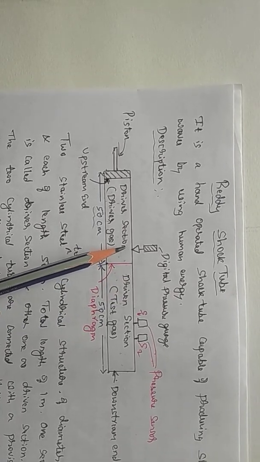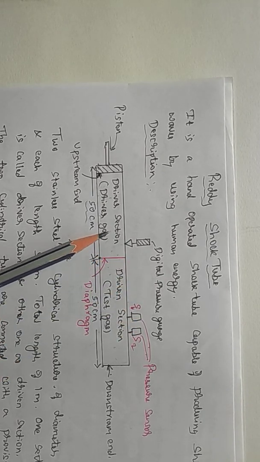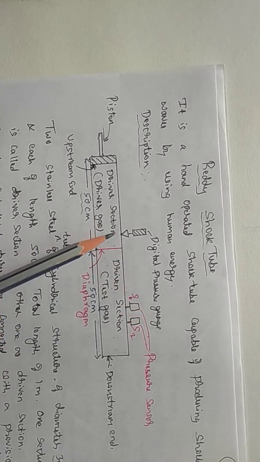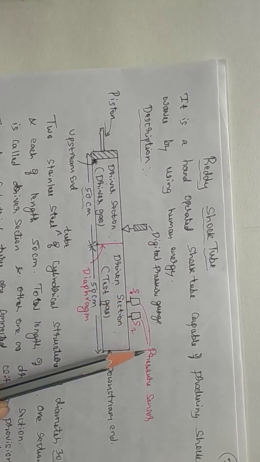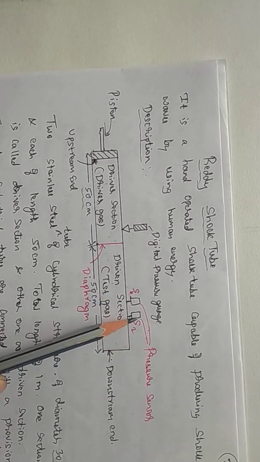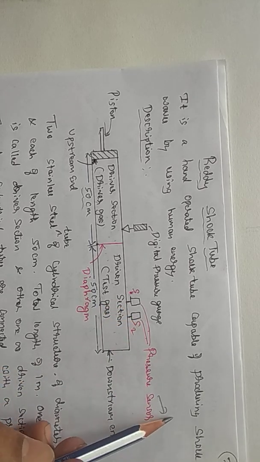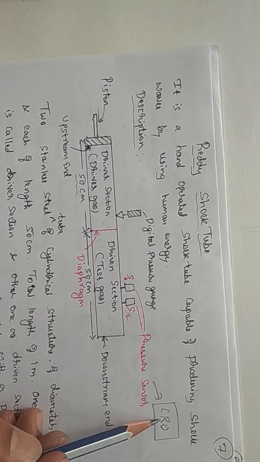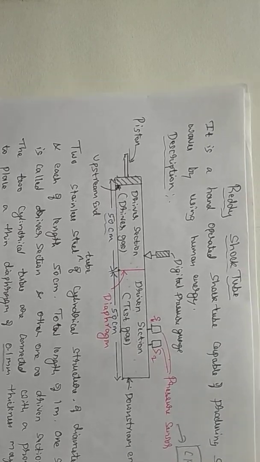In the driver section we use a digital pressure gauge, to maintain some high pressure. And on the driven section, two pressure sensors are there, S1 and S2. These pressure sensors are in turn connected to the CRO, that is the cathode ray oscilloscope. This we'll discuss later. Now, what is the working of this one?